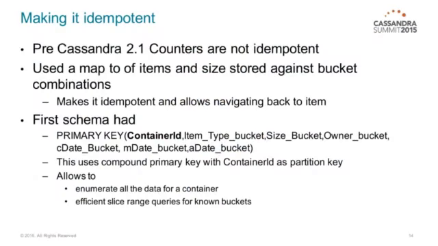With that, the first schema that we came up with was this kind of thing. We have a primary key with the container ID and the rest of the buckets against which we want to get the total count and size. This is my primary key, and the only other column in this table is a map column, which is keyed with the item ID, and as a value we are storing the size for that item.